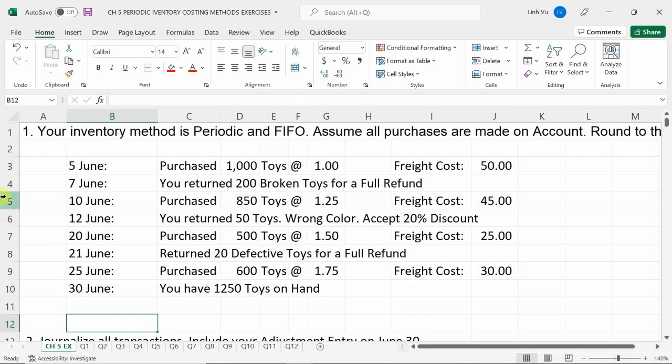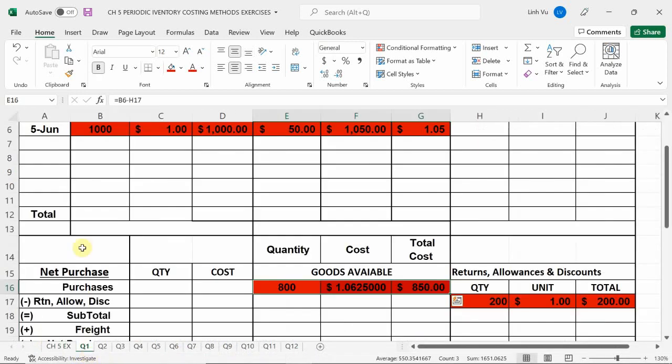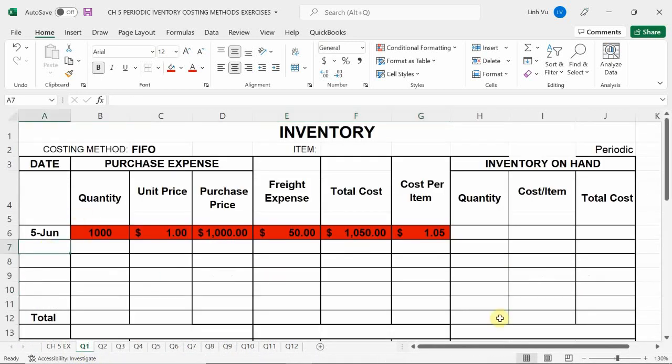So June 10, I purchased 850 units at $1.25 with a freight of $45. It is June 10. We purchased 850 units at $1.25 with a freight of $45.